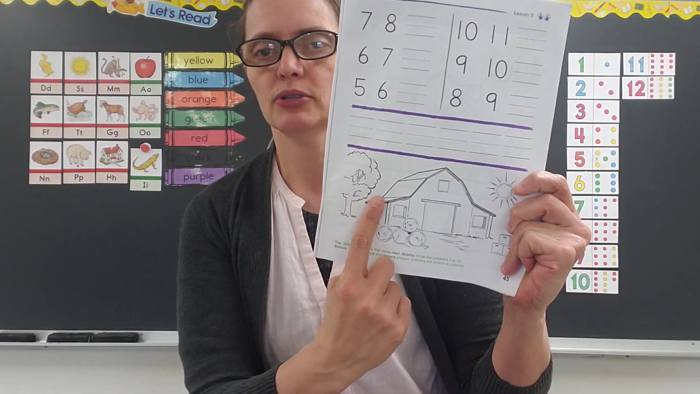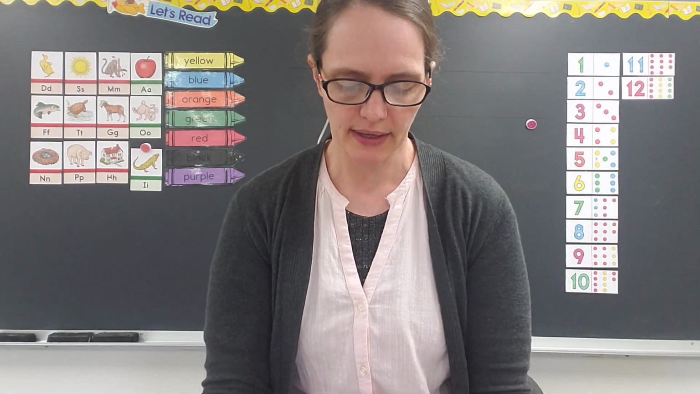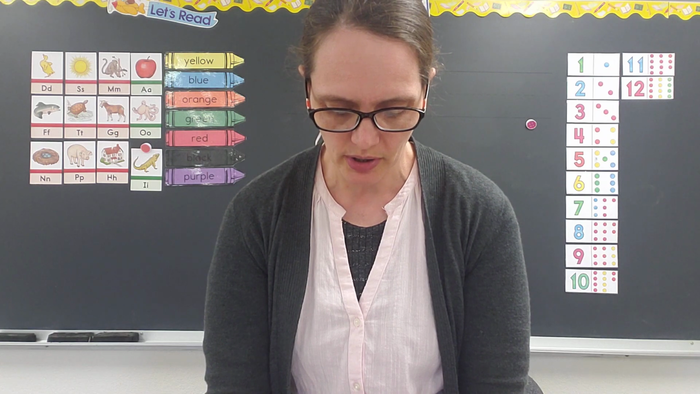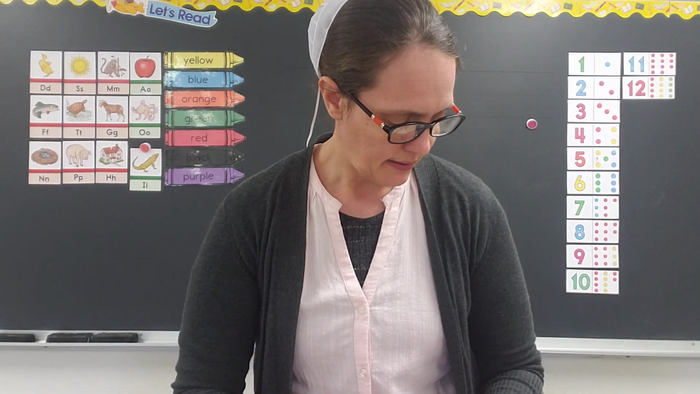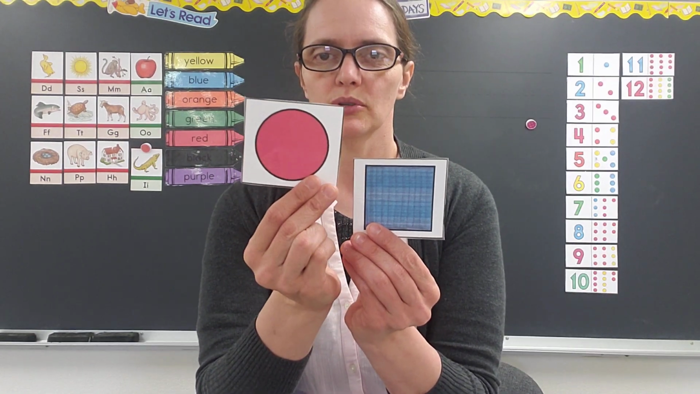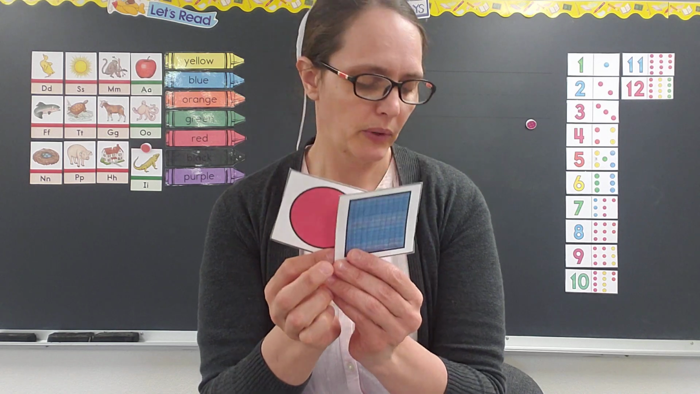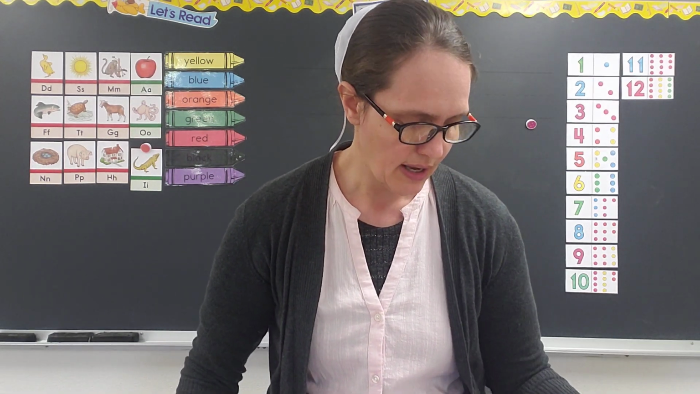Your next picture down here at the bottom, see this picture of the barn and the sun and the bales of straw? That is going to talk about circles and squares again. Remember your circle and your square? What they want you to do there is find all of the circles and make a circle around them.